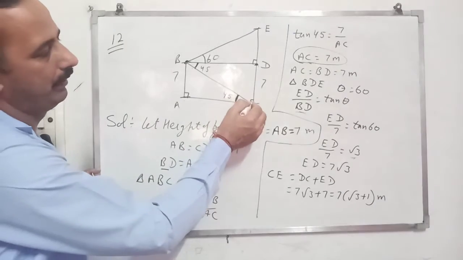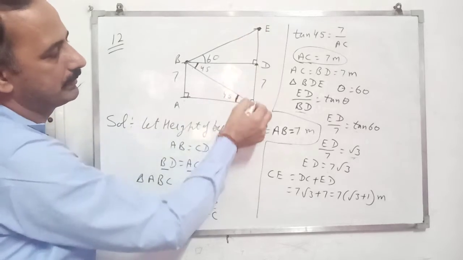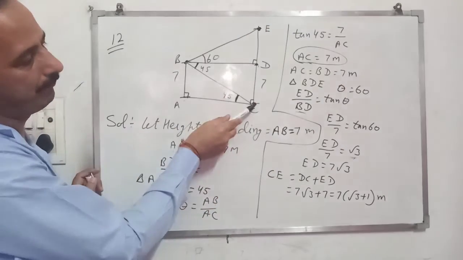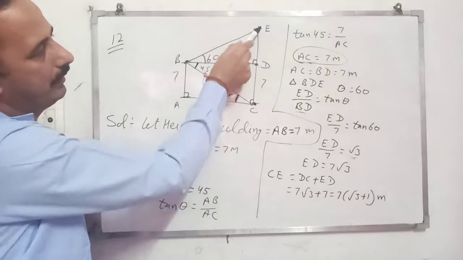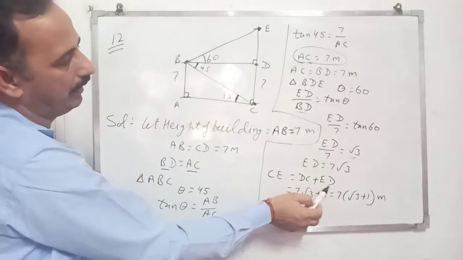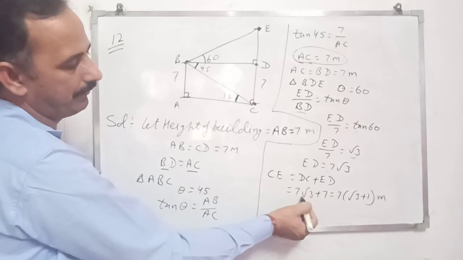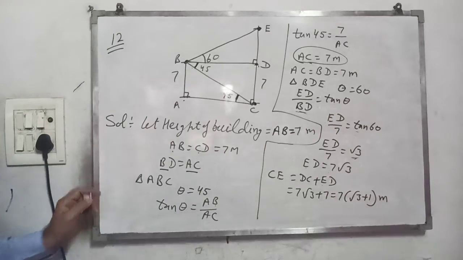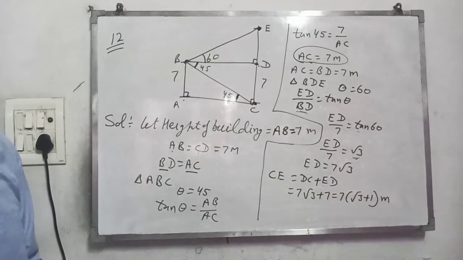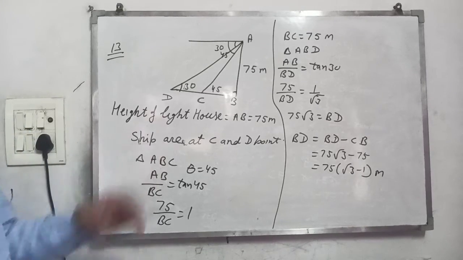But we want to find the height of the tower, that is EC. EC is the height of the tower. It's the combination of two parts, that is CD and DE. CD is 7, and ED is 7 root 3. The 7 is common, so it becomes 7 times root 3 plus 1 meter. That is the height.